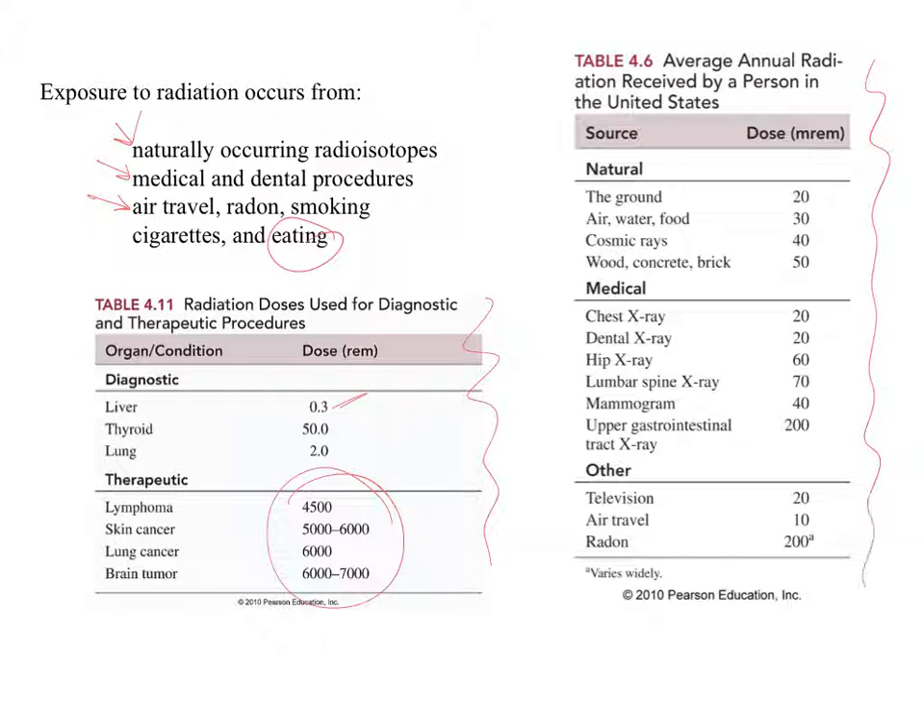Here are some interesting facts: the average annual radiation received by a person. It's in millirems. Remember I talked about rem on the previous page. This has an M in front of it for the prefix milli. And you can see just by living on planet Earth how you're exposed to different sources of radiation, even cosmic rays. Isn't that crazy to think about? X-rays you may or may not have in a given year, but if you do have one or multiple, you can see the dosage. And even watching television, as I talked about air travel, and then radon, it says varies widely. That's because, depending on where you live, you may have higher or lower exposure rates.